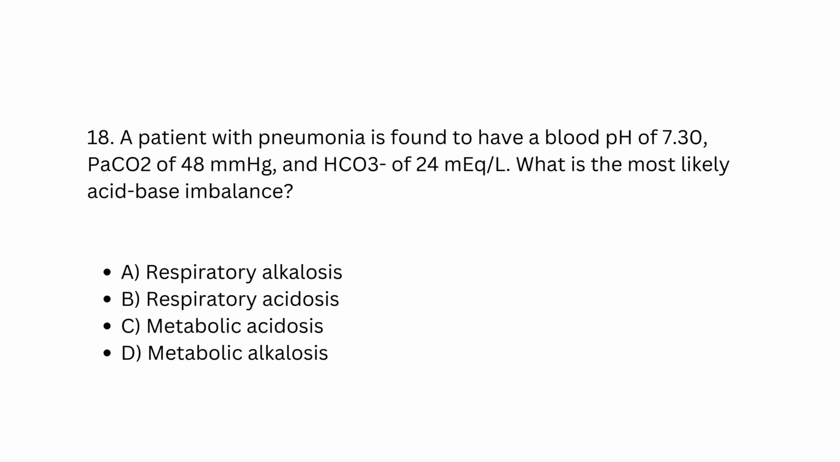18. A patient with pneumonia is found to have a blood pH of 7.30, PaCO2 of 48 mm of mercury, and HCO3 of 24 milliequivalents per liter. What is the most likely acid-base imbalance? A. Respiratory alkalosis. B. Respiratory acidosis. C. Metabolic acidosis. D. Metabolic alkalosis.